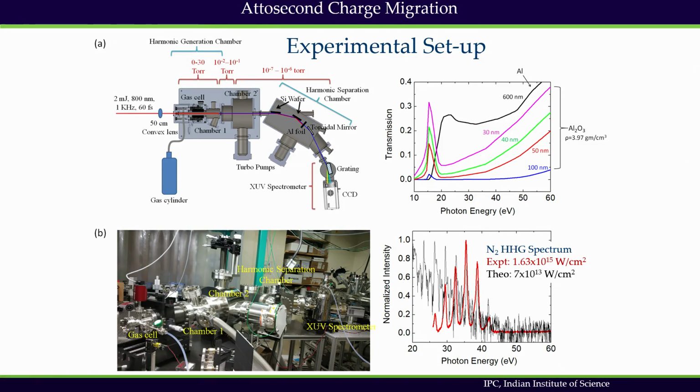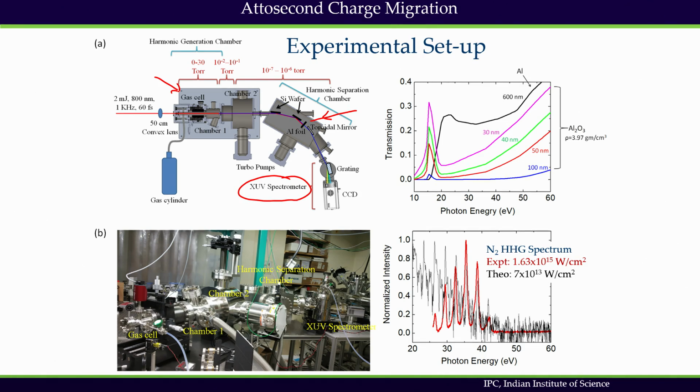Welcome back to module 16, where we are discussing attosecond charge migration. Its experimental setup has been discussed so far, and we have seen that the XUV beam is produced with the help of the high harmonic generation process. In the experimental setup which we have here, there is one XUV spectrometer, one filter for the XUV beam, and one gas cell situated here.